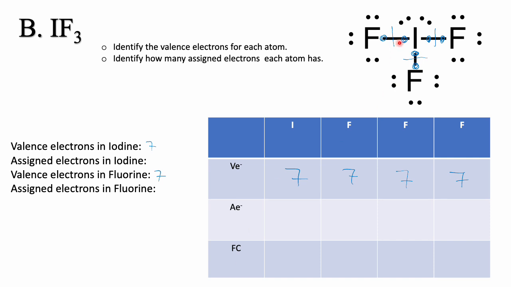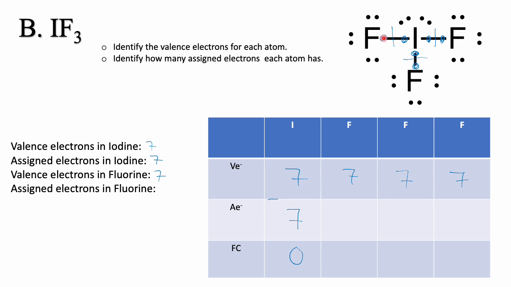And now we're going to go through and identify the assigned electrons for iodine. So we have 1, 2, 3 from single bonds, 4, 5, 6, 7. So iodine has 7 assigned electrons. So we can write that into our table. We can quickly do our math to do 7 minus 7, which gives us 0. Next, we can look at our fluorines. All 3 of these fluorines have the same bonding, so all 3 will have the same assigned electrons in our row. So we're just going to look at one of them right now.